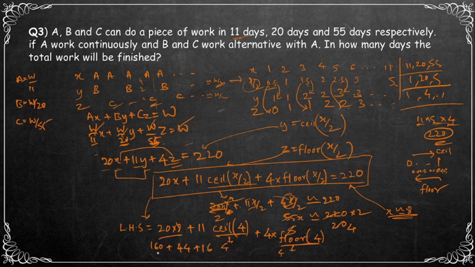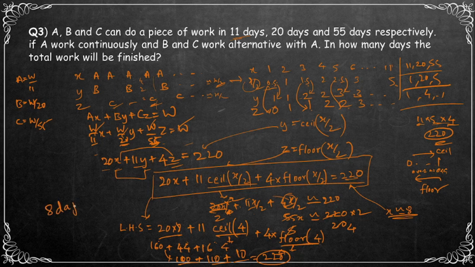So we can add this like 100s, right? If we do the 100s place, it is 100 plus 0 plus 0, which is 100. Next the 10s place, 60 plus 40 plus 10, which is nothing but 110. Next the units place, 0 plus 4 plus 6, which is nothing but 10. So 100 plus 10, 110, plus 10, which is nothing but 220, right? So 220, which is exactly equal to RHS. So the answer is 8 days.